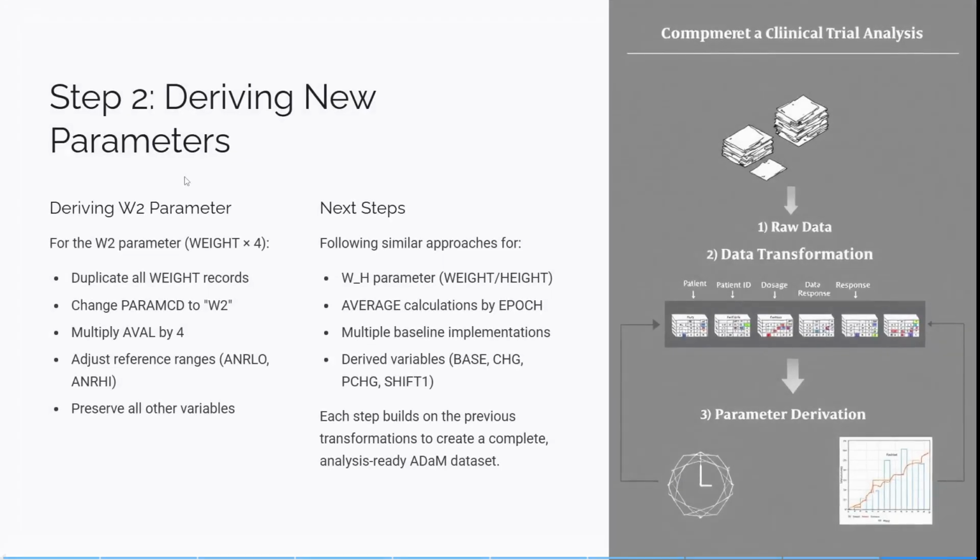So deriving the new parameters, deriving the W2 parameter of weight times 4: duplicate all weight records, change PARAMCD to W2, multiply AVAL by 4, adjust the reference ranges, analysis range lower and higher values, and preserve all the other variables. The next is following a similar approach for the weight times height average calculation by epoch. Multiple baseline implementations derive variables BASE, CHG, PCHG, and SHIFT1.